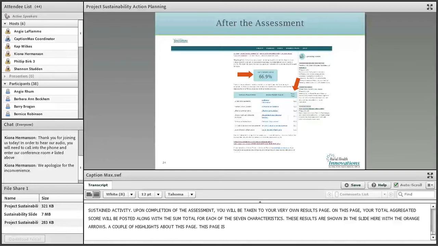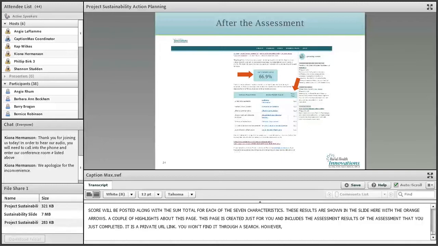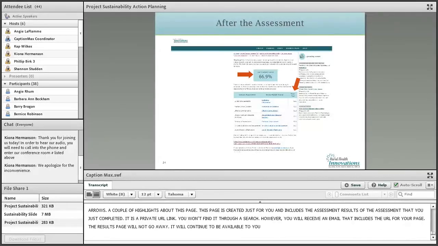A couple of highlights about this page. This page is created just for you and includes the assessment results of the assessment that you just completed. It is a private URL link, and you won't find it through a search. However, you will receive an email that includes the URL for your page. And the results page will not go away. It will continue to be available to you over time.